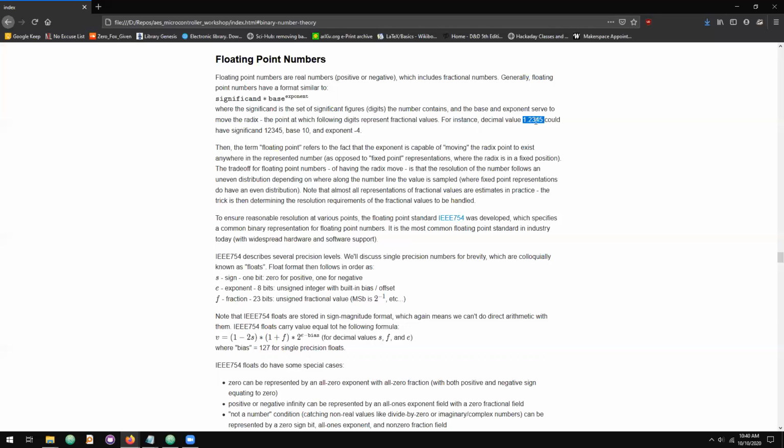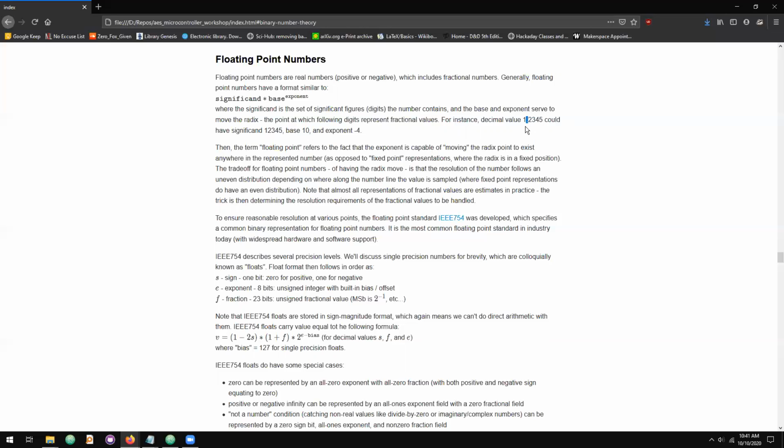So 1.2345 has the significand containing, again, all of the digits themselves. We're in base 10, so we place that radix point here. So 2, 3, 4, 5 are representing fractional values.